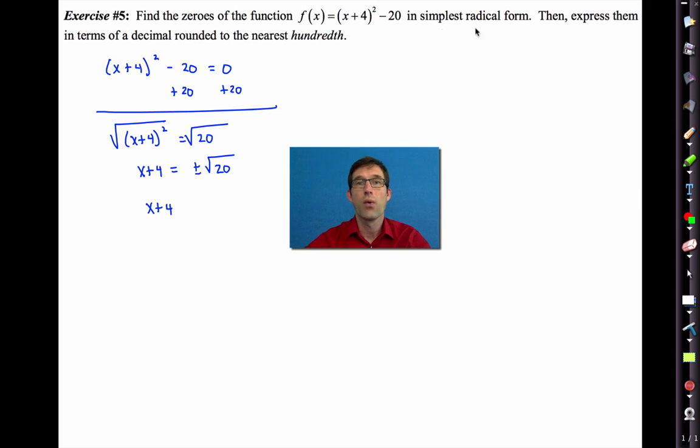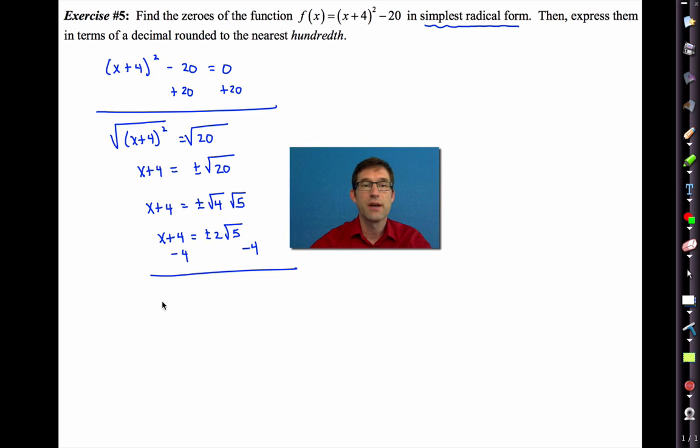All right, since I first want them in simplest radical form, I will simplify the square root of 20. That's going to be the square root of 4 times the square root of 5. Don't lose your plus minus. And that will be plus or minus 2 root 5. I can finish the problem by subtracting 4 from both sides. And again, I'm going to write it in the way that's most customary, actually putting the negative 4 first, plus or minus 2 root 5. So there are our answers in simplest radical form.